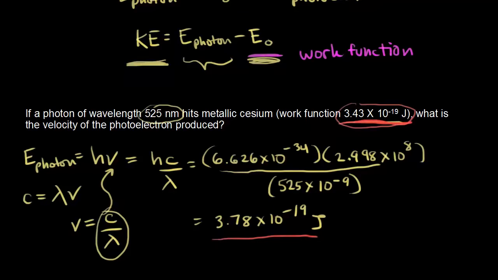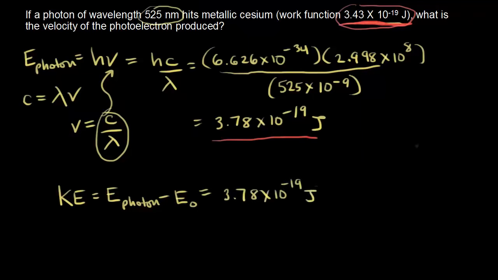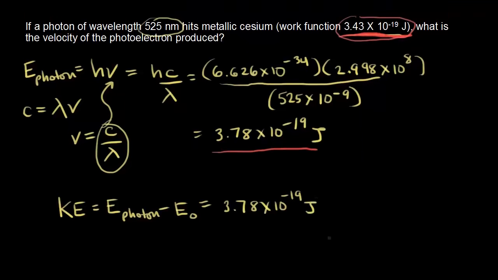So let's go ahead and find the kinetic energy of the photoelectron that's produced. So we're going to use this equation right up here. So let me just go and get some more room, and I will rewrite that equation. So we have the kinetic energy of the photoelectron. Kinetic energy of the photoelectron is equal to the energy of the photon minus the work function. So let's plug in our numbers. The energy of the photon was 3.78 times 10 to the negative 19 joules. And then the work function is right up here again. It's 3.43, so minus 3.43 times 10 to the negative 19 joules.